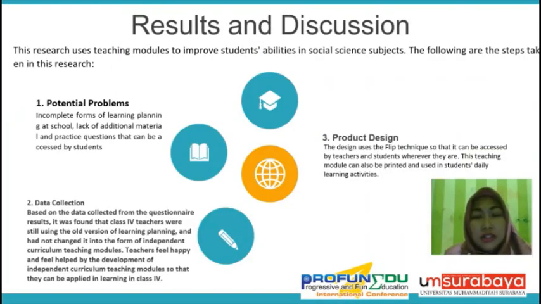Research and discussion. This research used teaching module to improve student ability in social science subject. The following are the steps taken in this research. 1. Potential problem. Incomplete form of learning planning at school. Lack of additional material and practice questions that can be accessed by students.